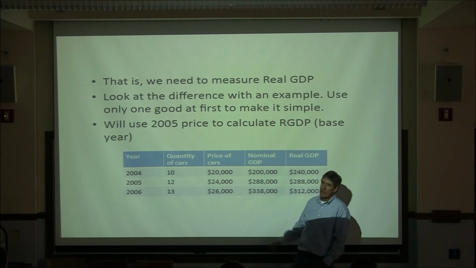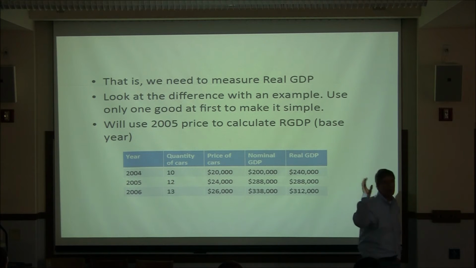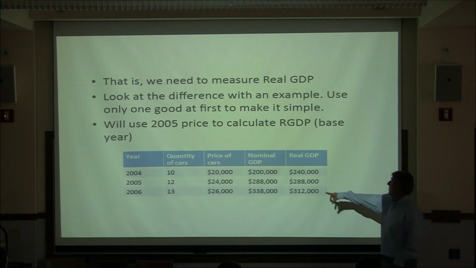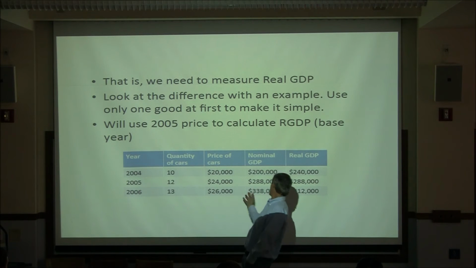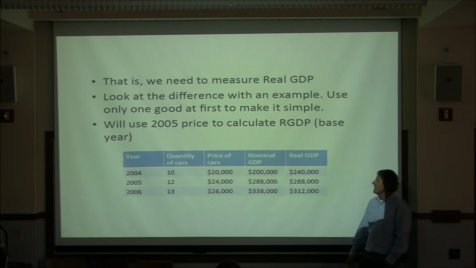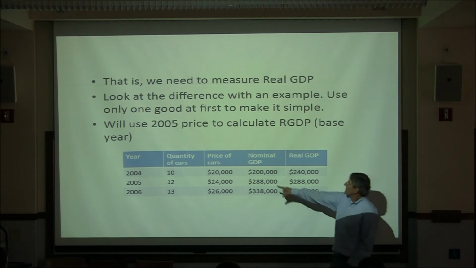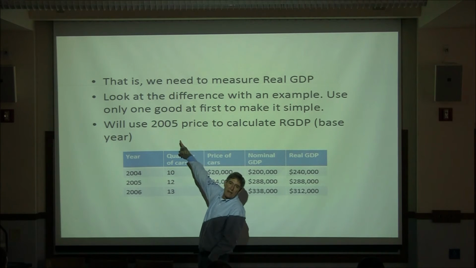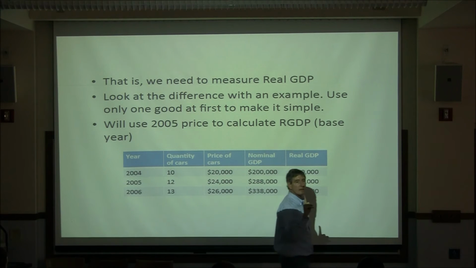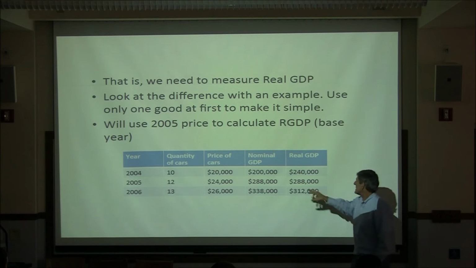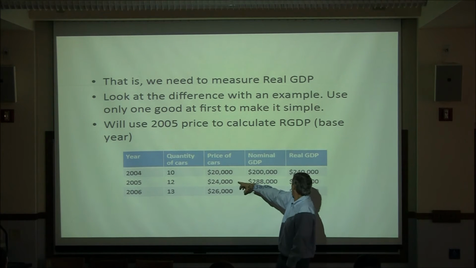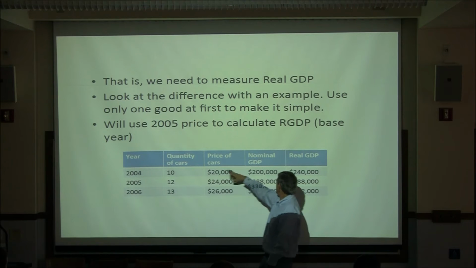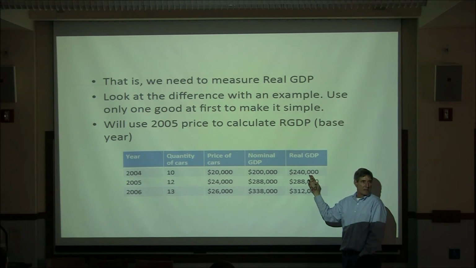12 times 24 is 288. It's 12 times 12 is 144. Just double it, it's 288. So that's got to be 13 times 26, which is 338. To measure real GDP, you do just what we just talked about. You can use the 2005 price. You use a single price. And you say, okay, let's take this price, 24, times that quantity, gives me real GDP for this.